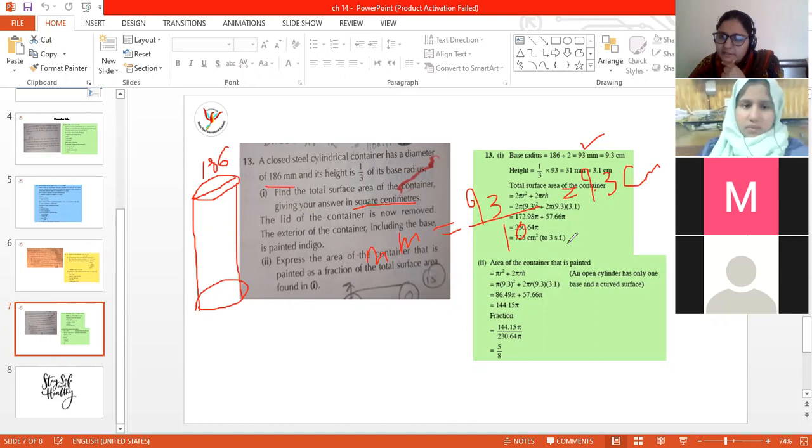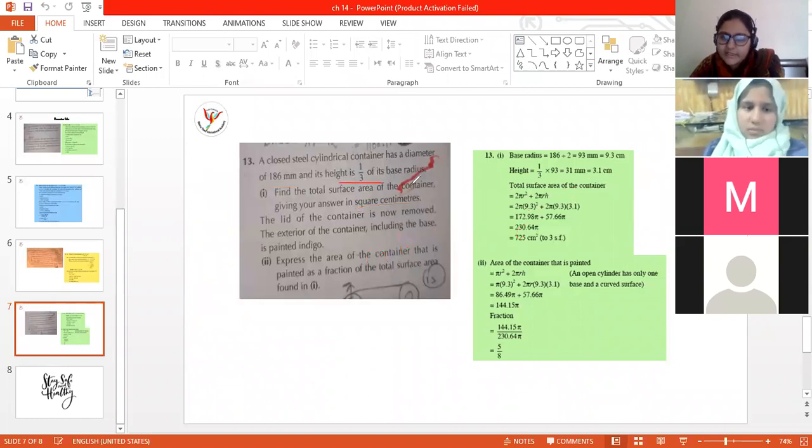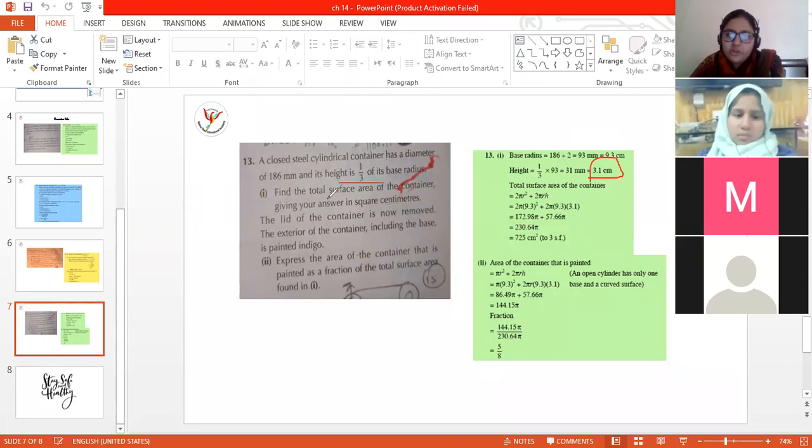Millimeter to centimeter, divide it by 10. Okay, now we have already completed converting the millimeter into centimeter. The height is clear. 9.3 multiplied by 1/3, the answer will be 3.1 centimeter. Clear? Okay. Find the total surface area of the container.